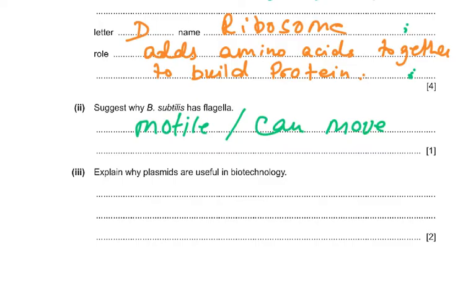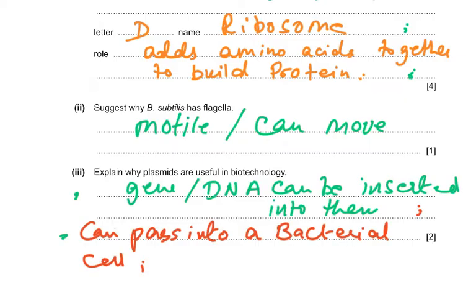So explain why plasmids are useful in biotechnology. The gene or DNA can be inserted into them, and then of course we can put this plasmid back into a new bacteria, and then this bacteria is going to make insulin for me, or it can make any desired protein. Like in this case we're talking of the enzyme lipase, so we want the enzyme lipase.